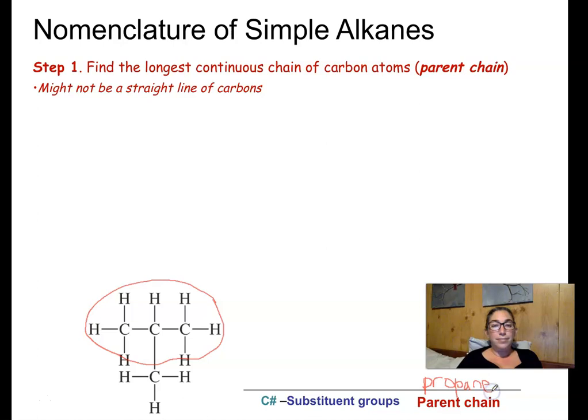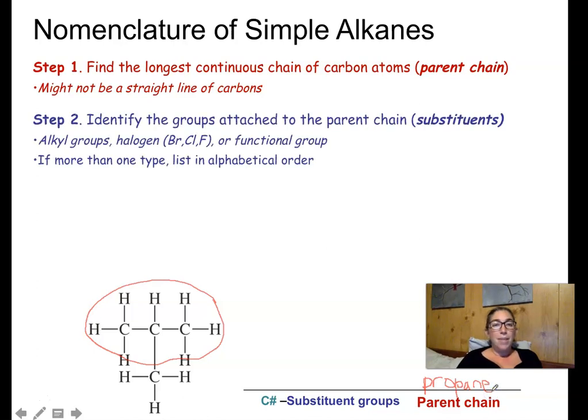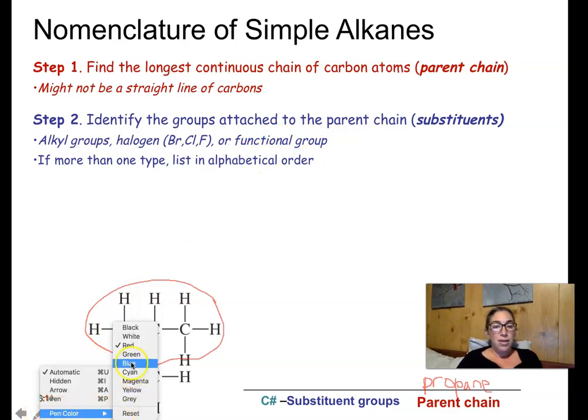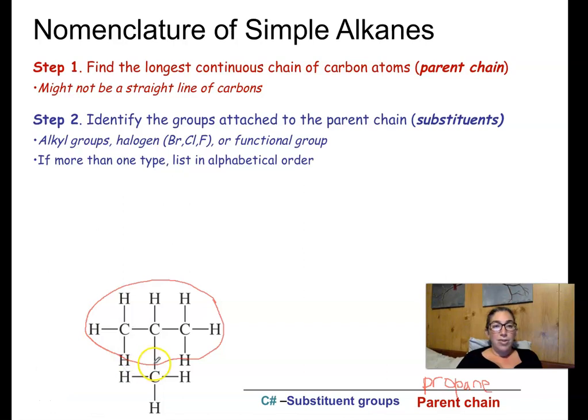Propane. The next step is we need to identify the groups that are attached to the parent chain. In other words, those substituents. So I'm going to go to blue to match that. The only thing that's sticking off of it is this group here, a CH3, which is a 1-carbon group, a methyl group. So we're going to put that name here. We have a methyl group.